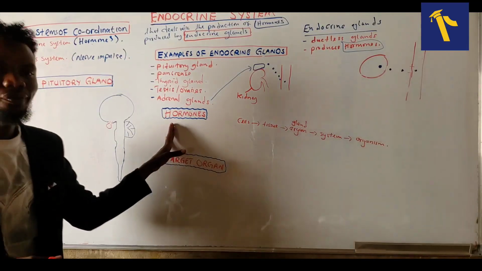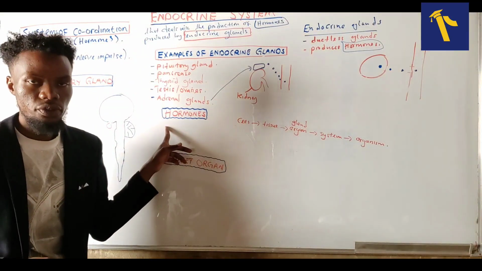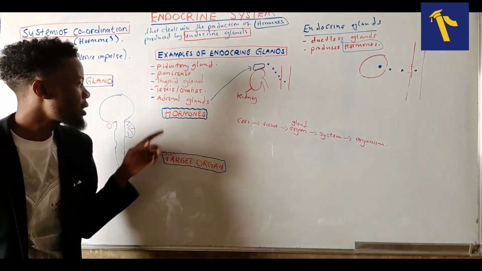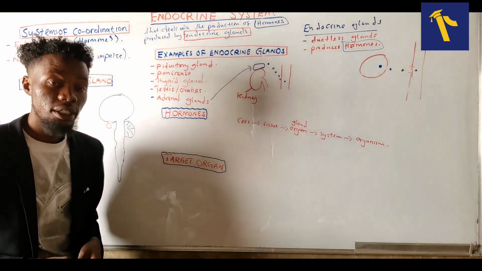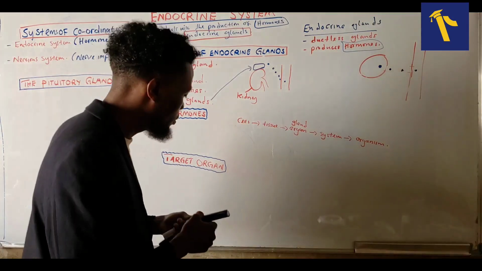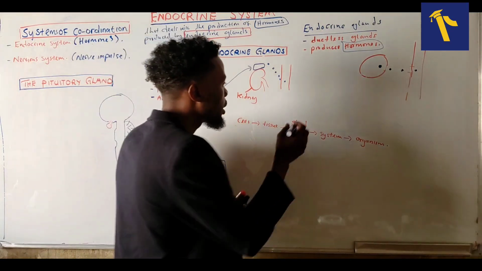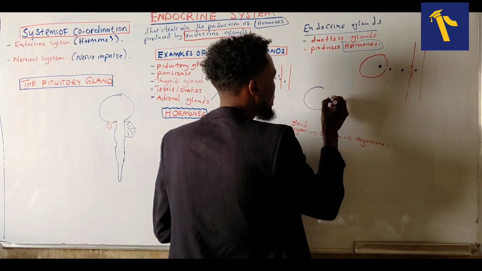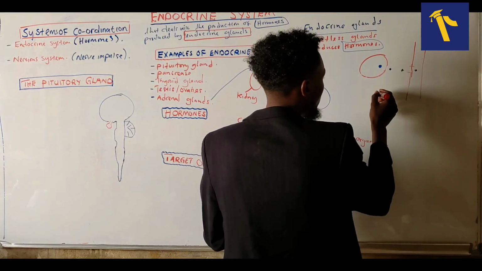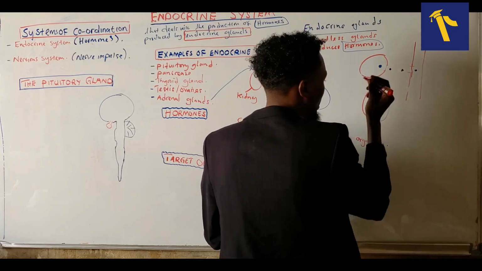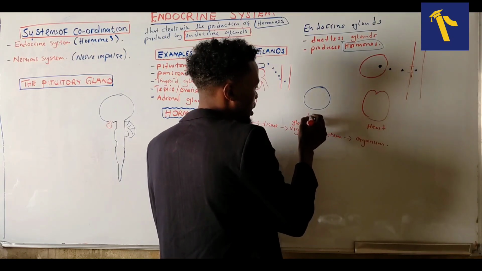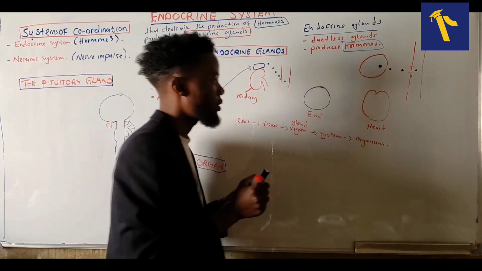So what is this hormone? What are hormones? Because you're going to be asked or assessed during an exam. Hormones are chemical messengers. I'm going to give you another scenario. If this is an endocrine gland, and this is the heart, I'm going to use something like this. If this is the heart, and this is an endocrine gland, like that.